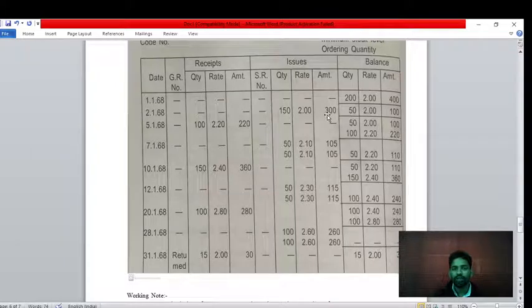So now again we have to maintain the balance. How to maintain the balance? Out of this 200 quantity we issued 150 units, the remaining is 50 units. We close this on this date.